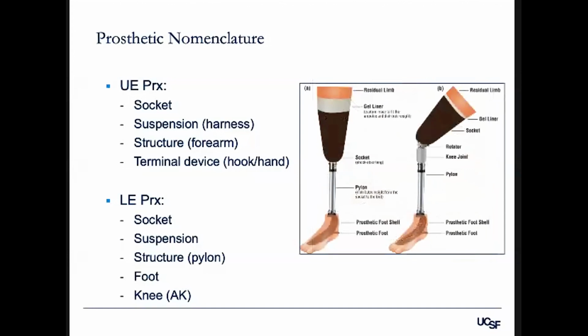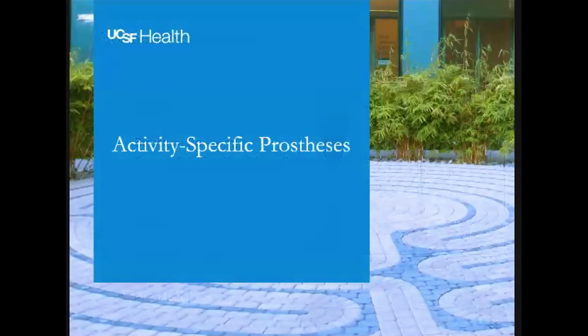Conversely, lower limb prostheses also consist of the socket and suspension. The structure in this case is endoskeletal in nature, so it's a pylon and a foot, and of course anything above the knee would require a prosthetic knee joint.